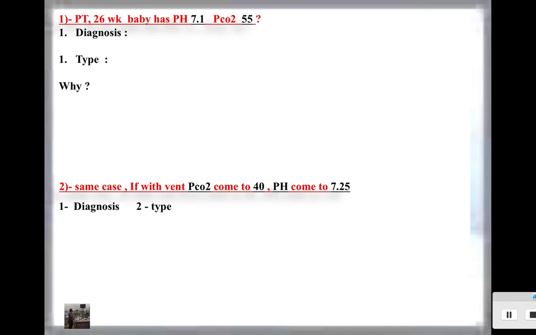But when we try to see whether this CO2 of 55, an increment from 45 to 55, a rise of 10, is responsible for decreasing the pH to 7.1, it looks like no. If we calculate, we will find that this 10 will decrease the pH but not to the level of 7.1. So what are the other factors which decrease the pH to 7.1? It must come from the effect of bicarb. So it looks like metabolic and respiratory acidosis at the same time, a mixed type.